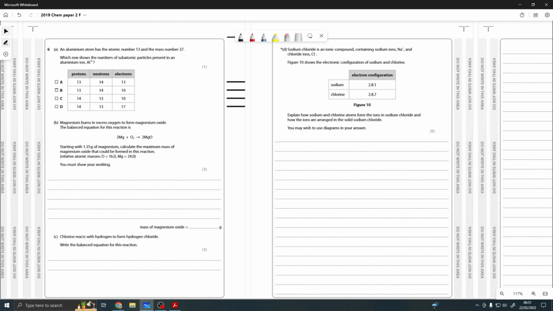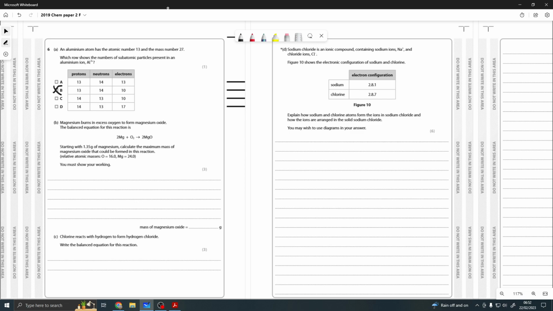Now, if it has an atomic number of 13, that means it has 13 protons, so it's A or B. Now, it should, as the atom, have 13 protons and 13 electrons. A is the aluminium atom, but it doesn't ask you for that. It asks you for the 3+ ion, which has lost 3 electrons. So it is, in fact, B. These two are wrong because with an atomic number of 14, they're not aluminium.